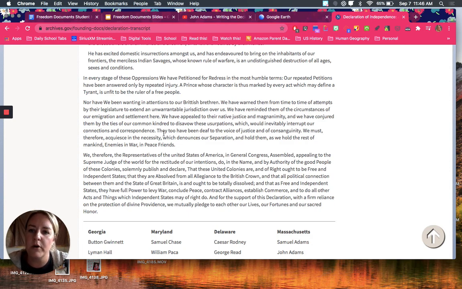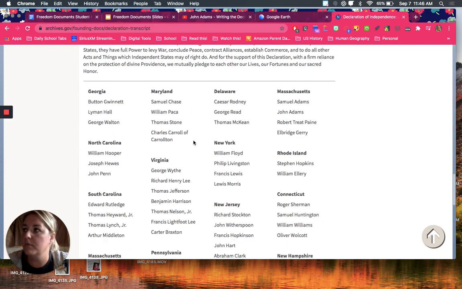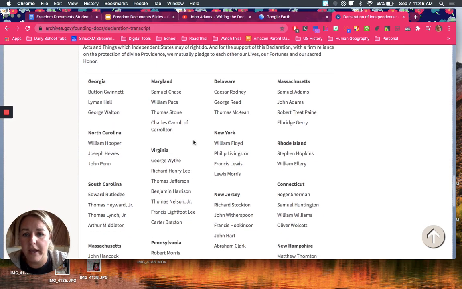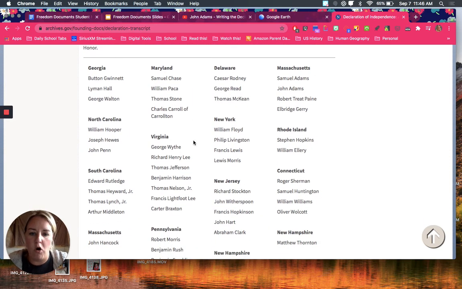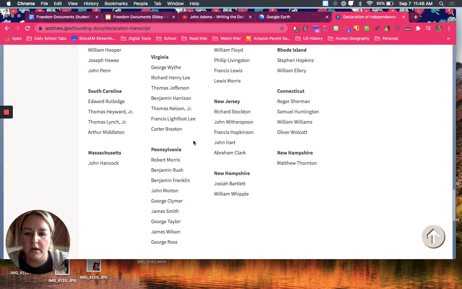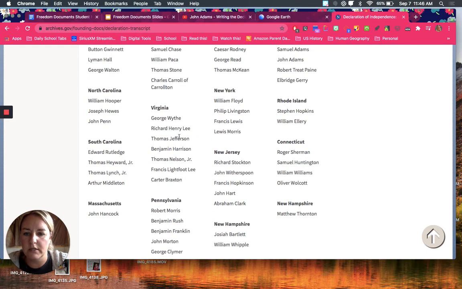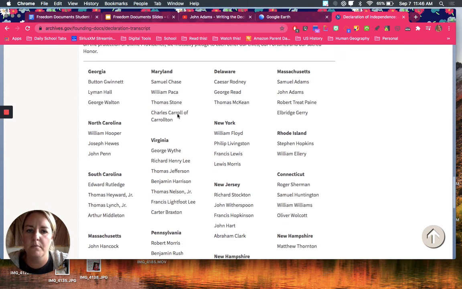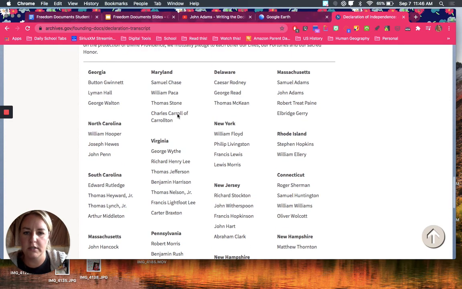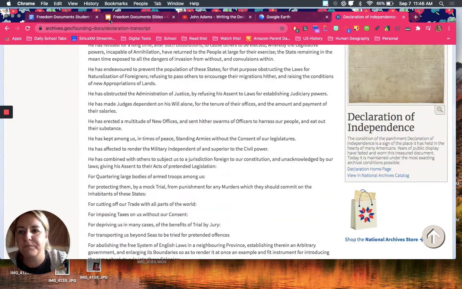And then the last part here, you have all these signatures down below, where you have men from all 13 colonies who have signed their names. And of course, most famously, you do have John Hancock of Virginia with that big, giant signature. Oh, no, he's not from Virginia. He's from Massachusetts. With that big, giant signature. So, anyway.